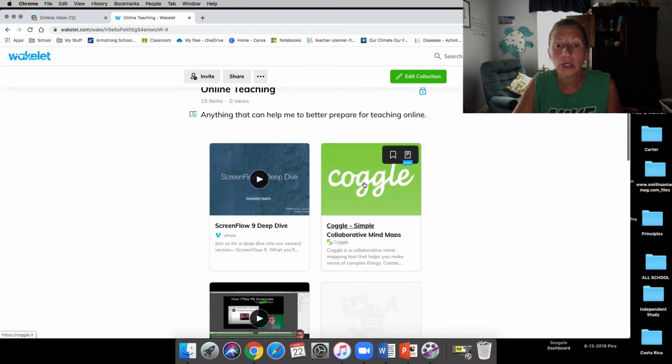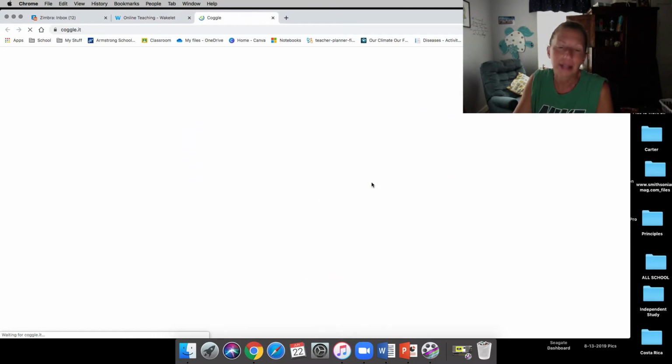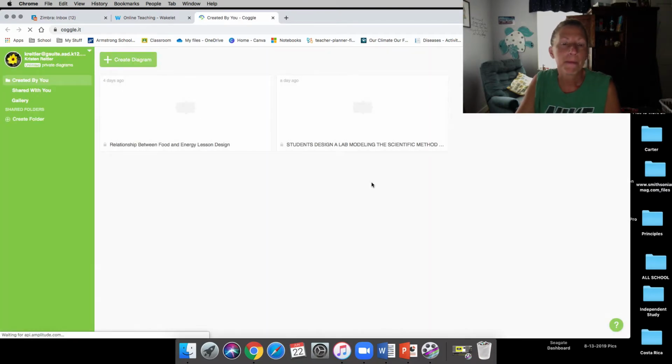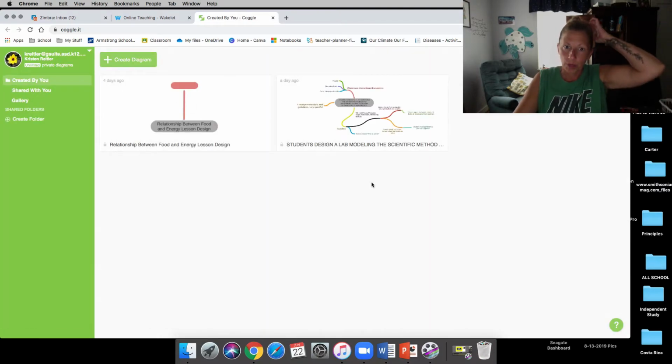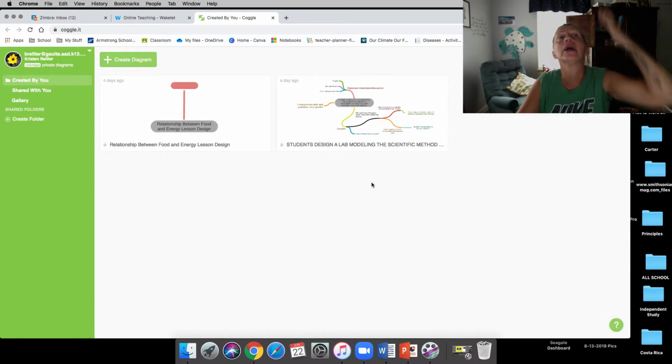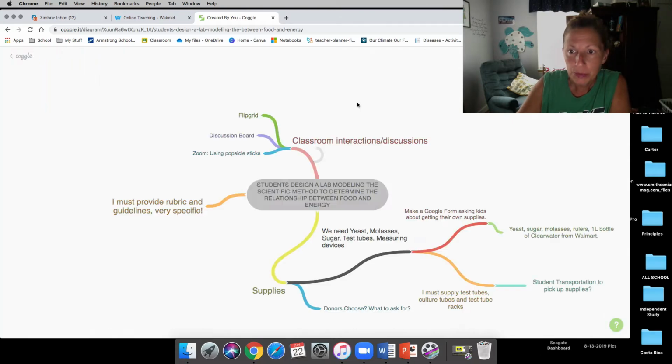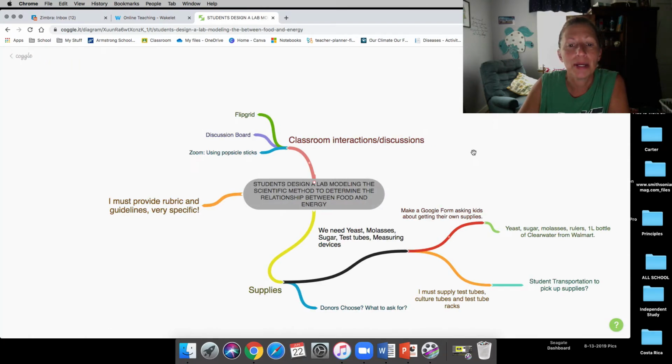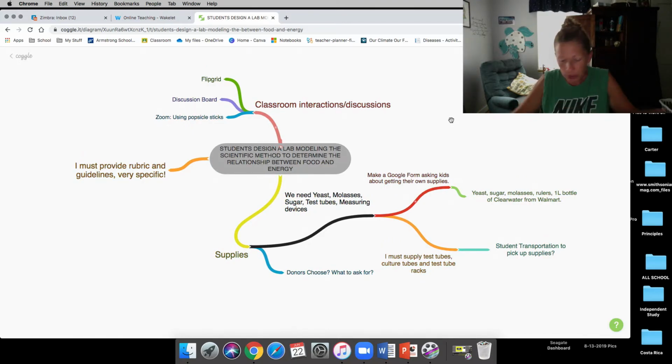It's called Coggle. And it took a little bit, like everything does, to figure it out. But whenever I started thinking, how am I going to do Bio 2? How am I going to do this virtually? Okay, so this is what I made. I had my notes, my random notes, all scribbled out, and you make a mind map.